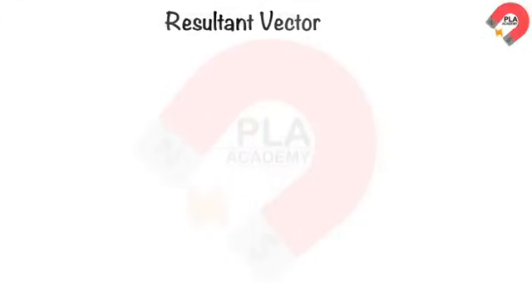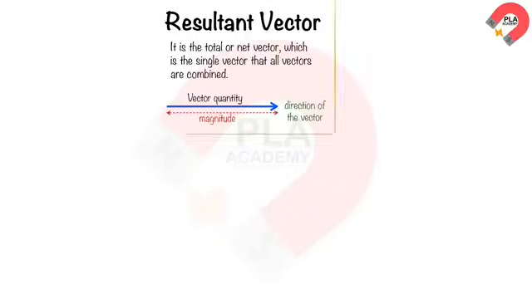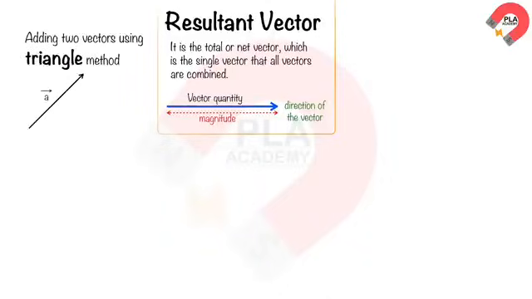Resultant vector. It is the total or net vector, which is the single vector that all vectors are combined into. Vector quantities are represented by arrows. The arrowhead indicates the direction of the vector. The length of the arrow represents the magnitude. There are 2 methods that can be drawn to determine the resultant vector: the triangle method and the parallelogram method.